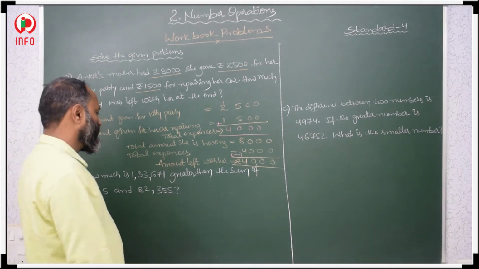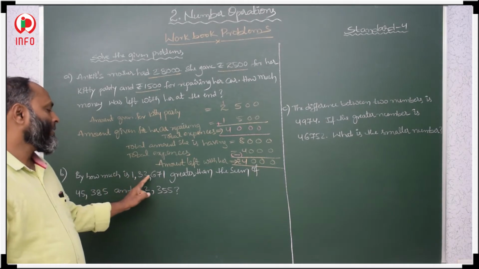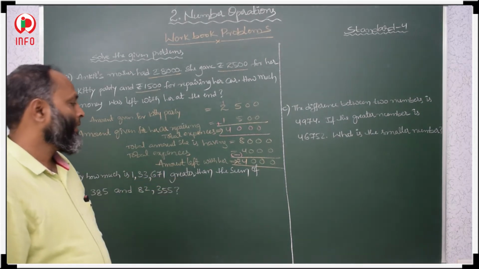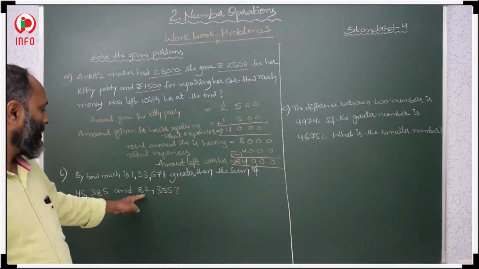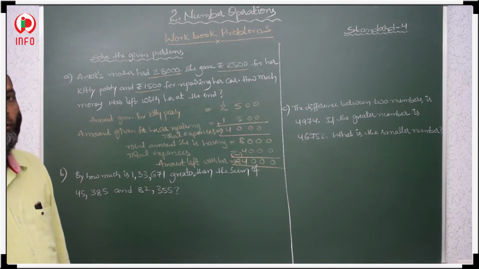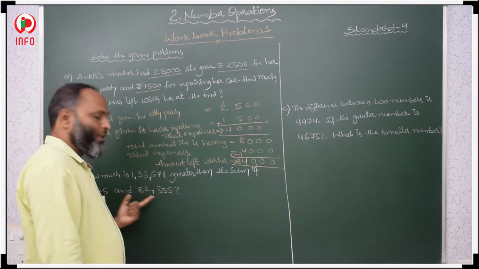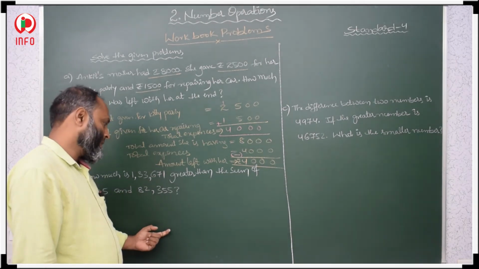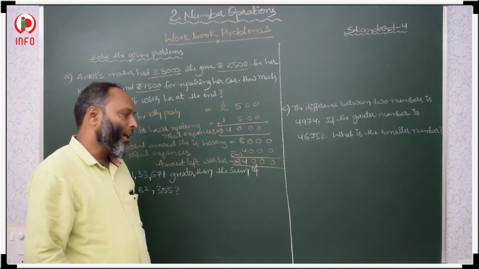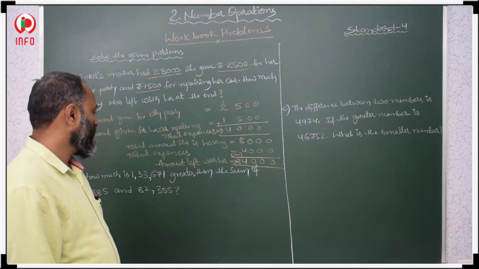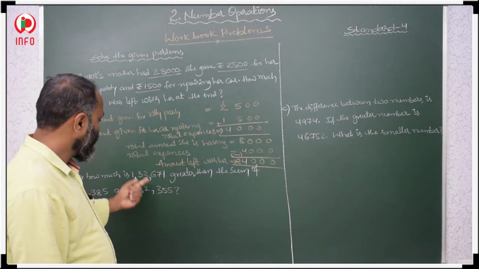Now the next: by how much is 1,33,671 greater than the sum of 45,385 and 82,355? First we have to add these two. Then the sum is subtracted from this number. Then we will get how much is greater than. First you have to add these two, then after that you subtract from that.